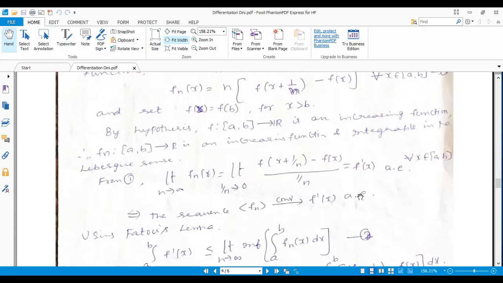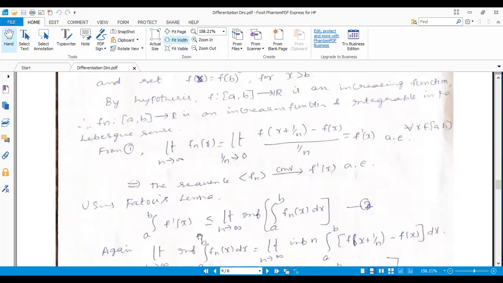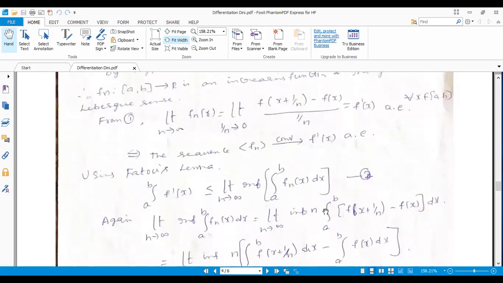You know that Fatou's lemma says that the integral from a to b of f'(x) is less than or equal to the limit inferior as n tends to infinity of the integral from a to b of fn(x) dx, because there is a relationship between fn and f'. So the integral from a to b of f'(x) is less than or equal to the limit inferior of the integral of fn(x) dx, by using Fatou's lemma.